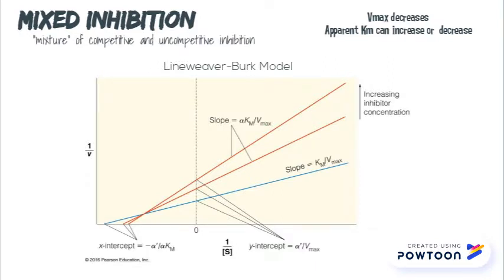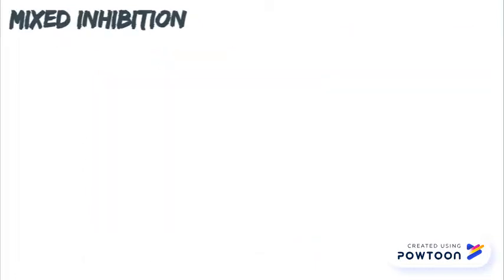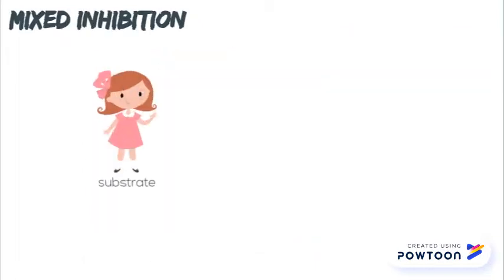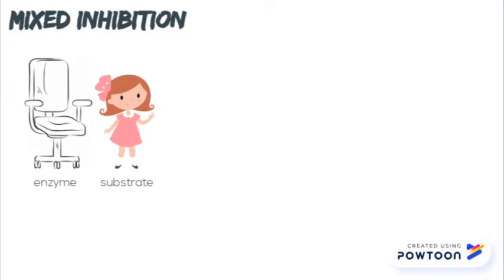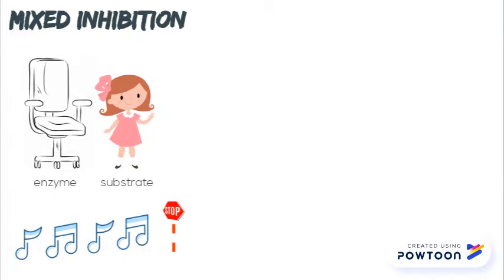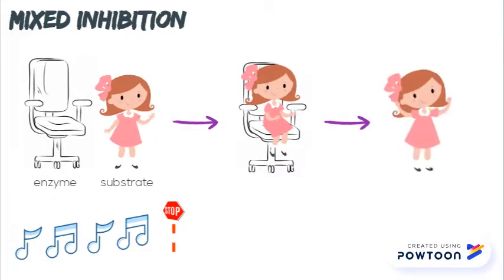So let's go back to the musical chairs analogy one more time. To revisit our musical chairs analogy, recall that you're the substrate and the chair is the enzyme. It's just you and the chair in your room and you start to play. Once the music stops playing, you sit on the chair and you have won your game of musical chairs, as long as there's no inhibitor.